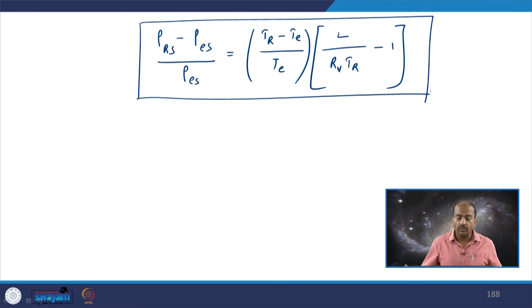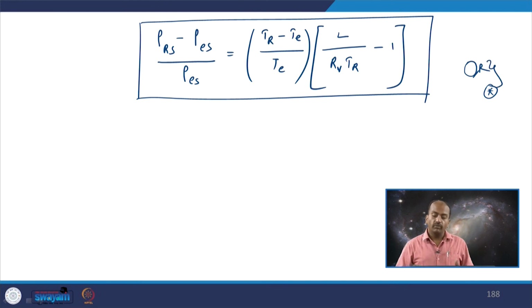What this expression tells you is how the difference of vapor pressure between the droplet surface and the ambience, how large or how small it is, is given by the variation of temperature at the radius and the ambience multiplied by a term which is the latent heat divided by the specific gas constant of water vapor times T_R, minus 1. So, we will stop here.